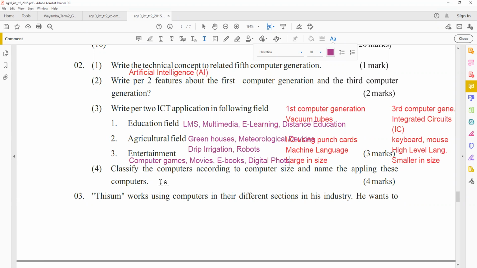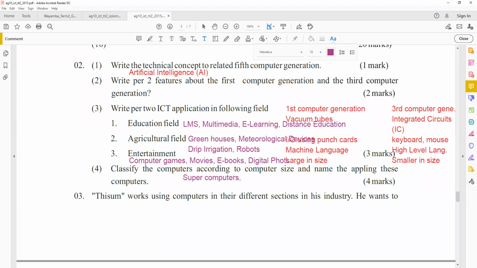Okay, fourth one, classify the computers according to computer size and name the applications of these computers. I think maybe where they have been used, right? The place where it is used. According to size, how do you classify the computers? According to size, how do you classify? Yes, what is the largest one? Yes, that's supercomputers.